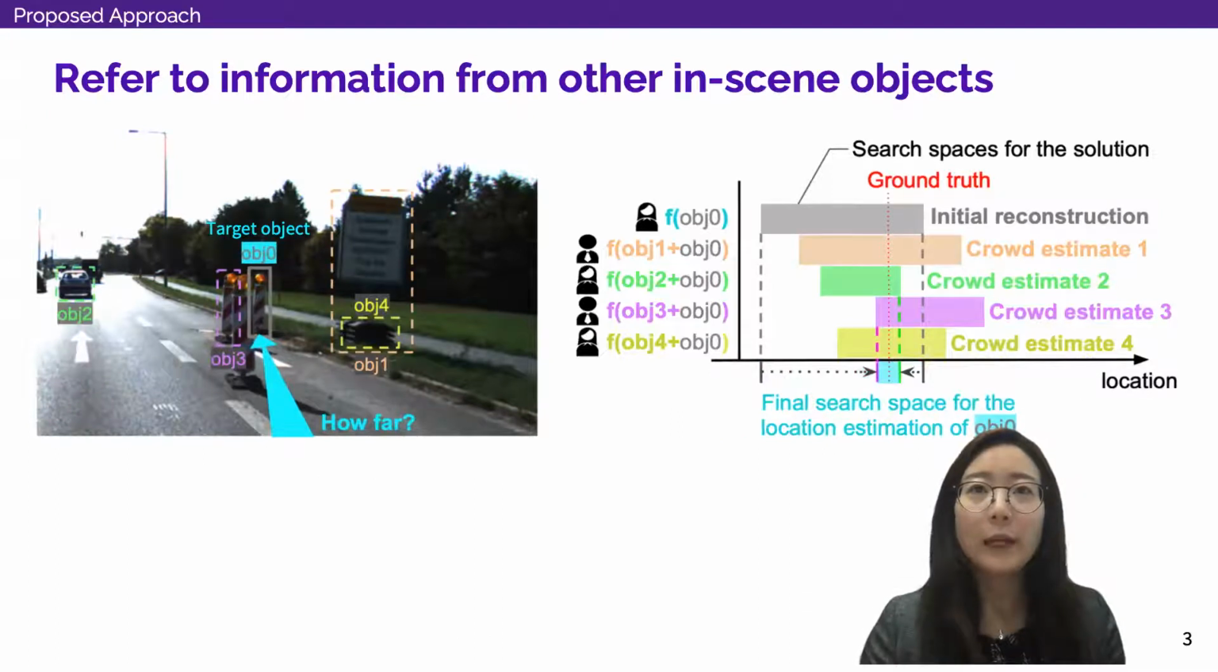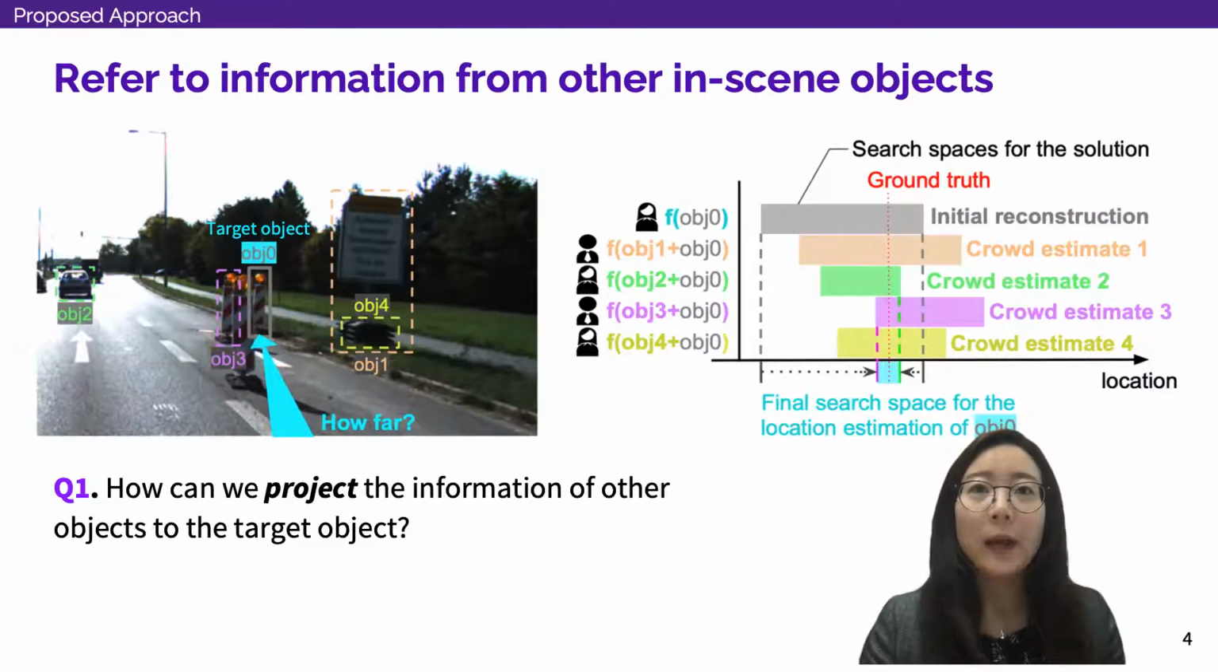Therefore, we propose referring to neighboring objects that appear in the scene with the target object. Our idea is that based on the information from these diverse in-scene objects, we will be able to narrow down the search space for the solution, making it easier to approximate the ground truth. Because people will have different perspectives and knowledge on the objects, we are leveraging the diversity of the crowd's answers so that we can achieve more accurate collective performance.